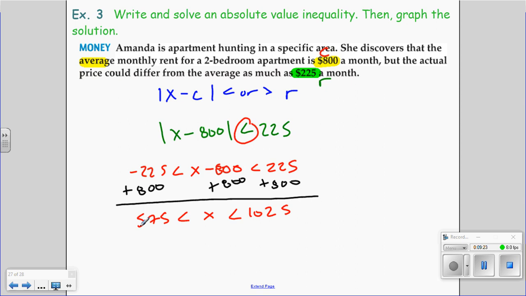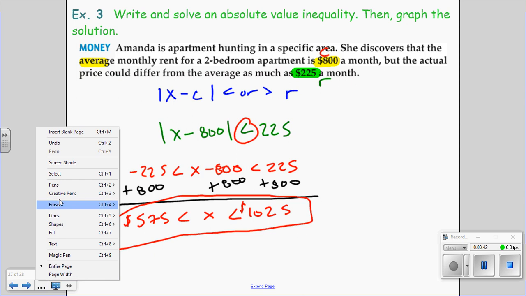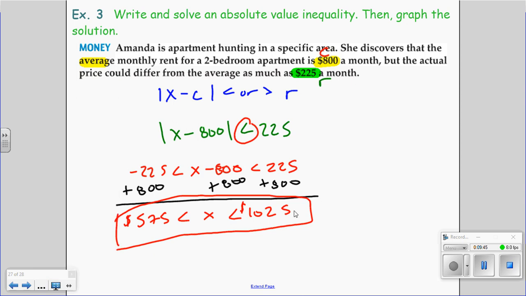So you could spend anywhere from $575 to $1,025 on rent in this particular area. That's what's going on in this scenario. And this concludes your notes for the lesson.